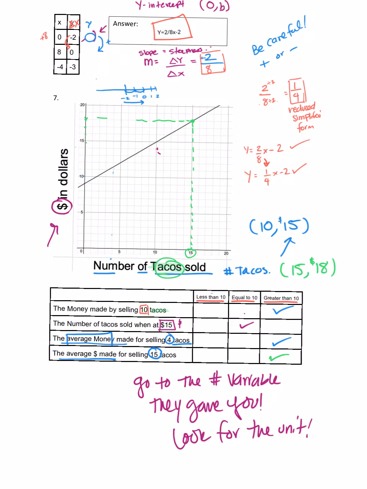So if you need to review this, push pause. And remember, check out Google Docs. There's more examples on how to do this. You're looking for the relationship between your input and your output. You have to look at your unit. So 15 what? Tacos. 4 what? Tacos. So you're going to start over here. Or if they say number of tacos sold when at $15, go to $15 and then see what it relates to. Okay? All right, that's that.